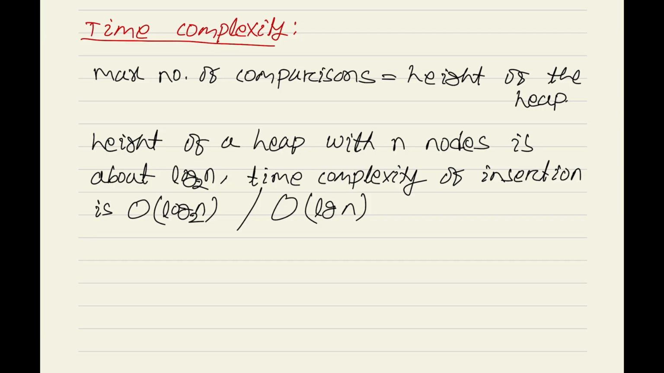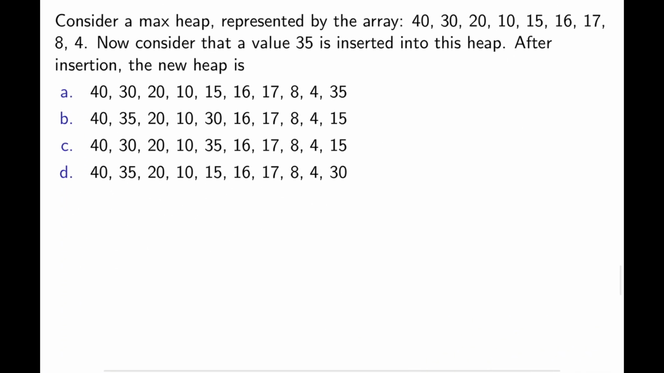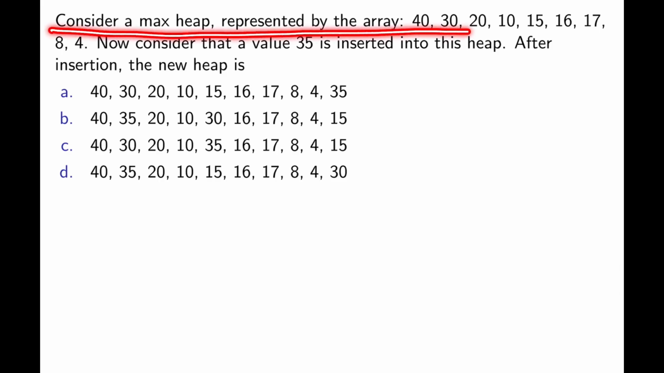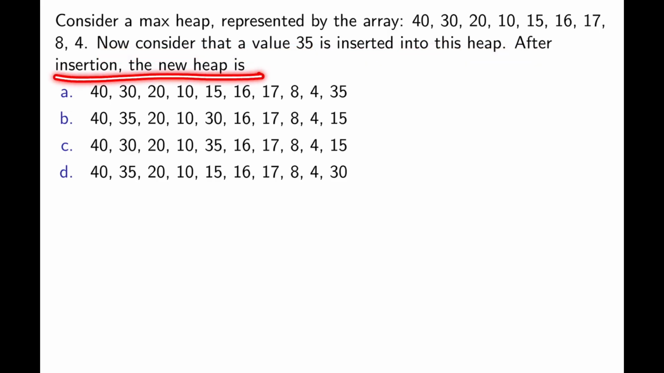So, now we will solve some previous year GATE questions that are based on the concept that we have discussed just now. Consider a max heap represented by the array. These are the elements in a max heap. Now consider that a value 35 is inserted into this heap. After insertion, the new heap is, so 4 options are given.